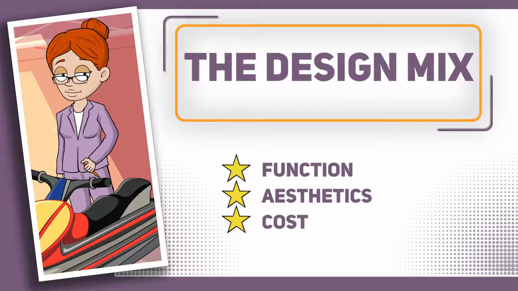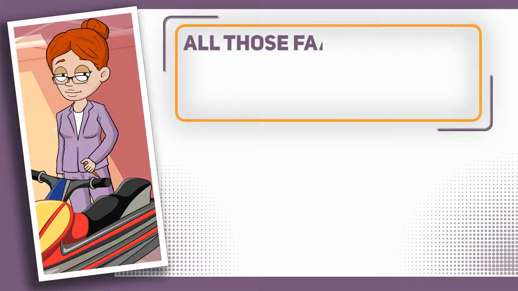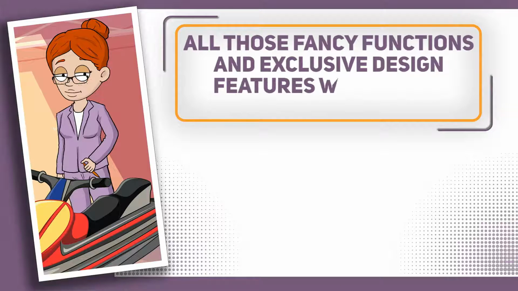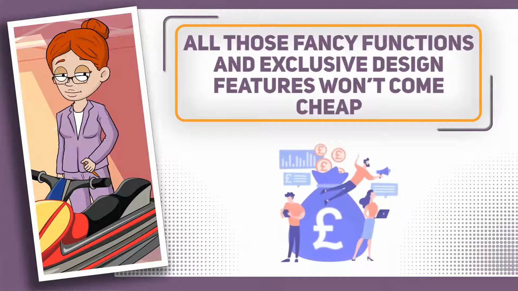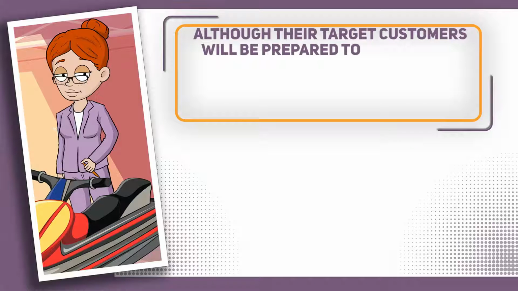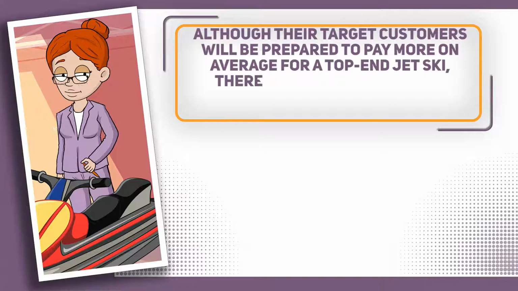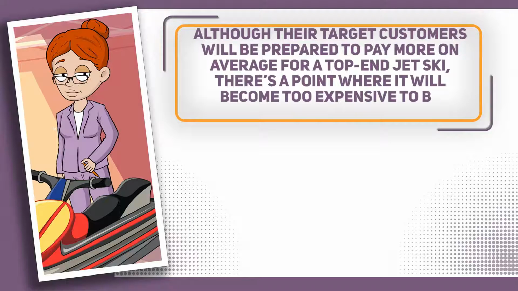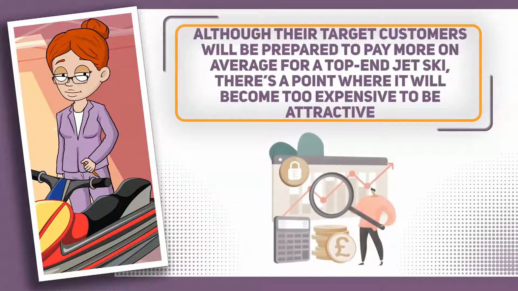Finally, Maggie needs to think about the cost aspect of the design mix. All those fancy functions and exclusive design features won't come cheap. Maggie has to get the right balance between not using cheap and nasty materials in her design that ruin the look of the jet ski, but also keeping costs down as much as possible. At the end of the day, although their target customer will be prepared to pay more on average for a top-end jet ski, there's a point where it will become too expensive to be attractive. Jupiter jet skis need to find the right balance between the cost of manufacture and the selling price, so that they can make a decent profit margin on each sale.